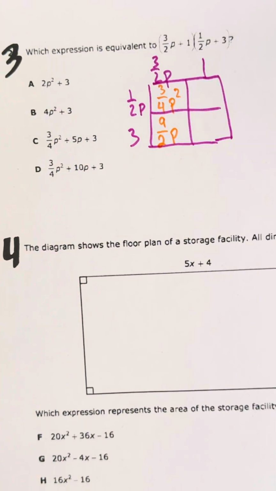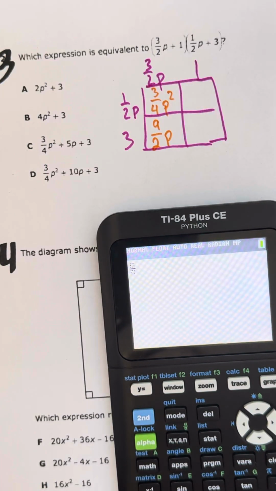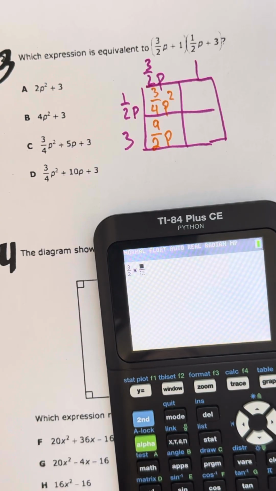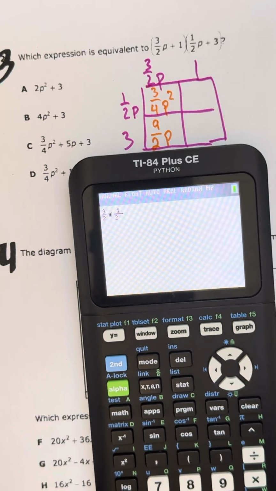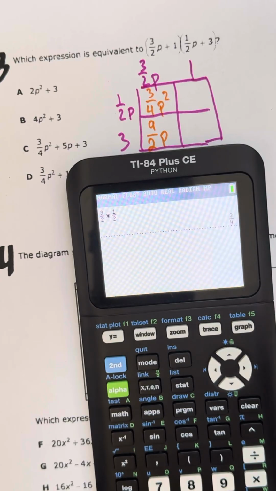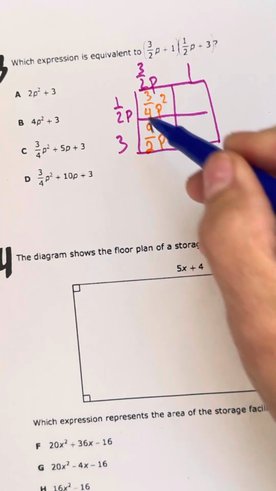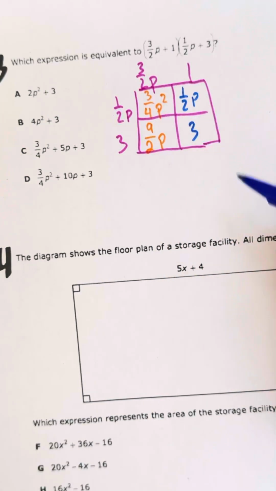Okay, so second quit, alpha x, 3/2 times, oops, delete, move over, times alpha x 1/2. But it takes much longer to type this in than it is to multiply. And so you get 3/4. So knowing how to multiply is helpful. And then 1 times that is just that. 1/2 p, and 1 times 3 is 3.